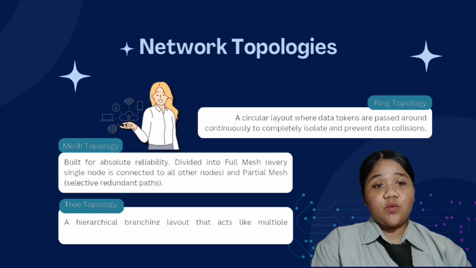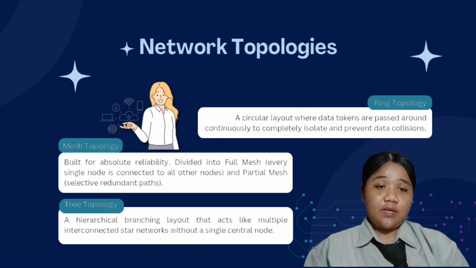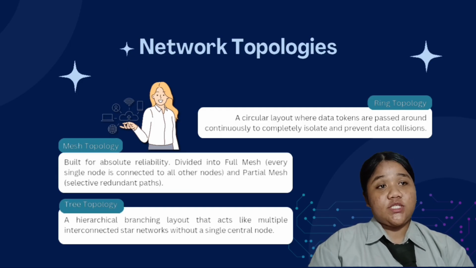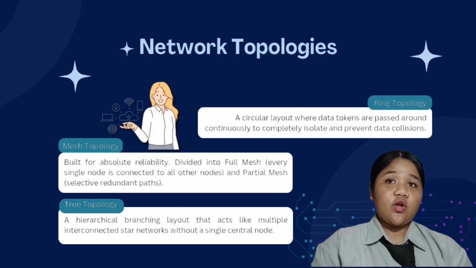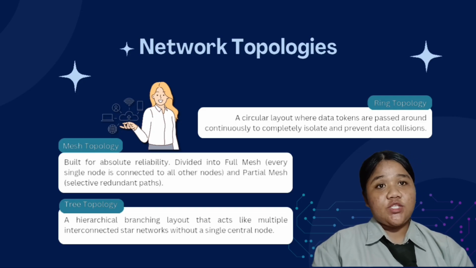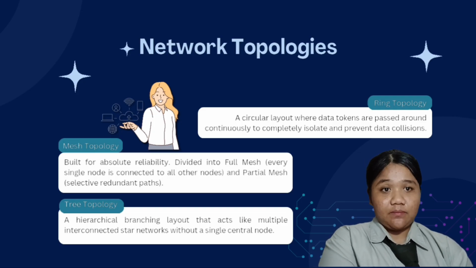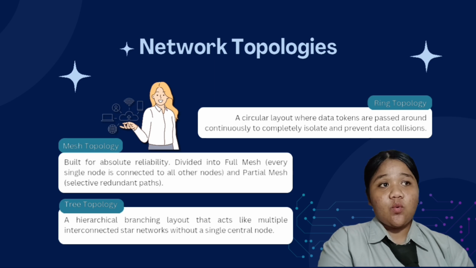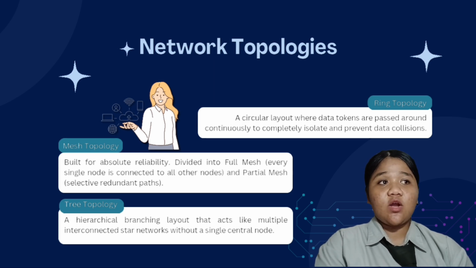To finish our topology talk, we have three other shapes. First, ring topology, where computers are connected in a circle, like children passing a ball around in a game. The data moves in one direction to prevent data collisions.